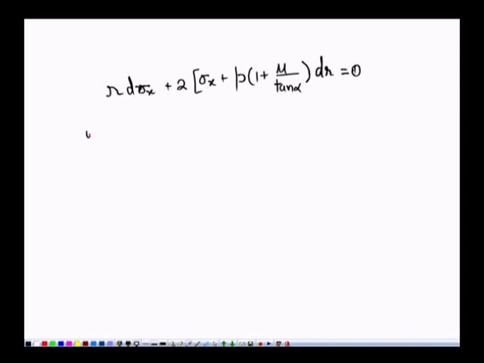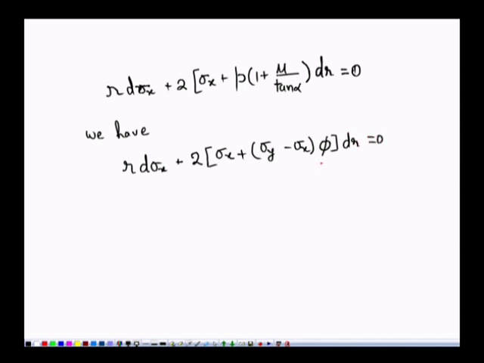We have r d sigma x plus 2 into sigma x plus sigma y minus sigma x into phi, taking one constant phi, into dr, this is equal to 0, where phi is nothing but what we have taken as 1 plus mu by tan alpha. So in this way we have a value of phi.